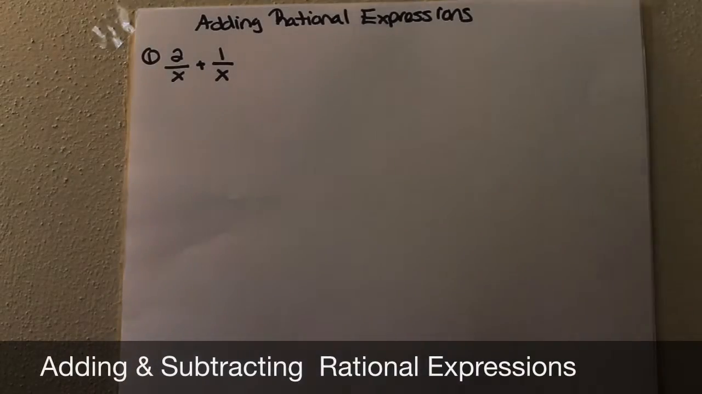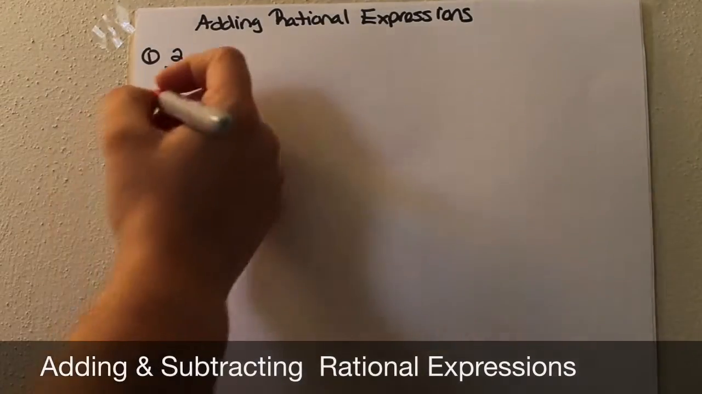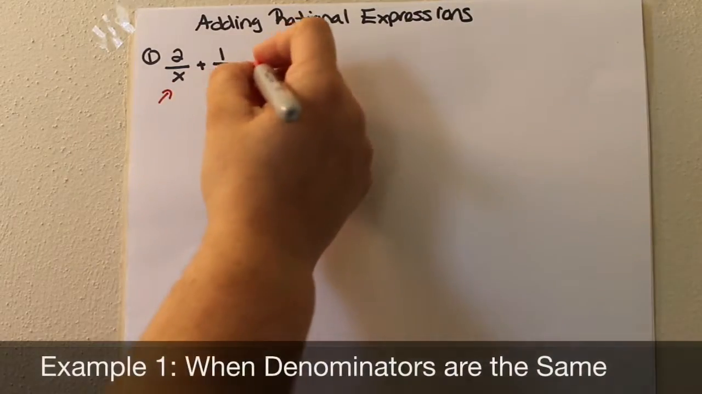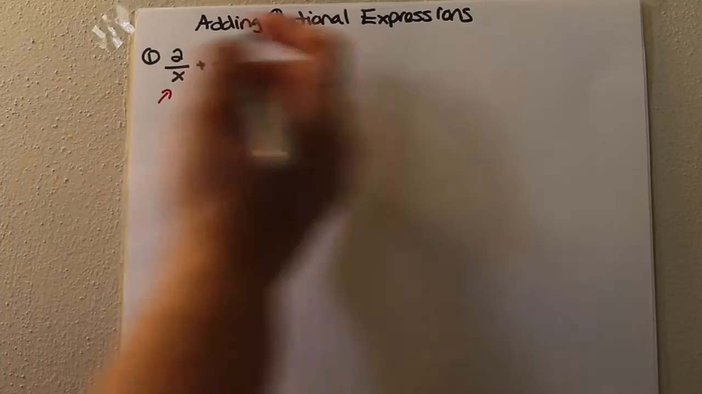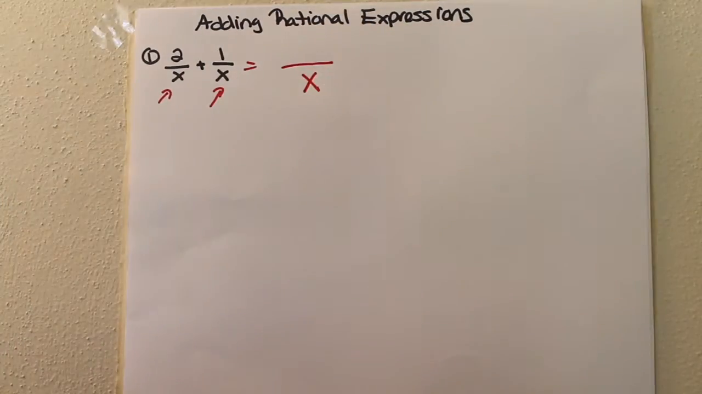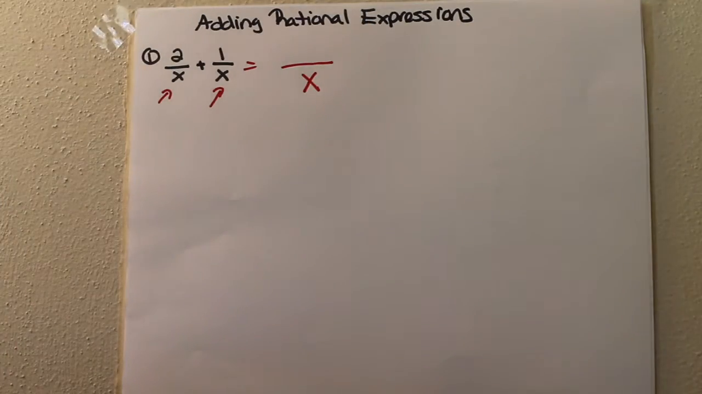In order to add this rational expression, first we want to make sure the denominators are the same, because just like any fraction, you cannot add or subtract them unless the denominator is the same. Since the denominator is the same, I'm going to keep that denominator. That makes my world a little bit easier.